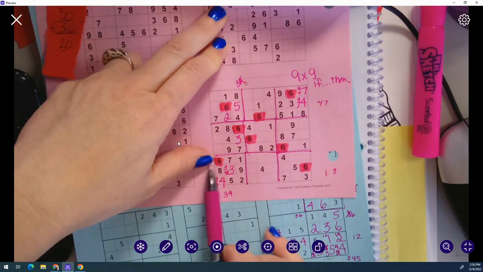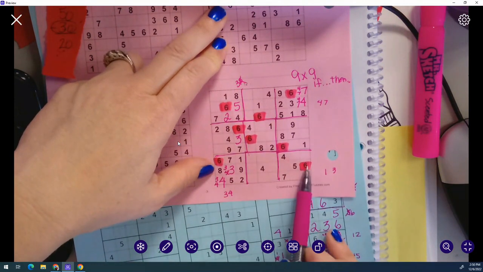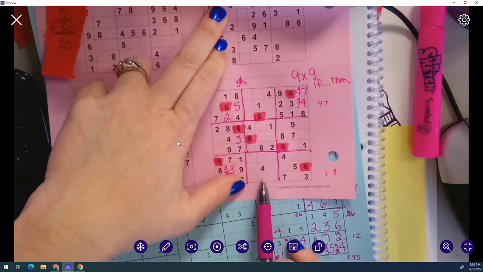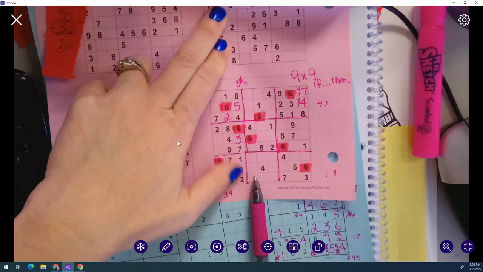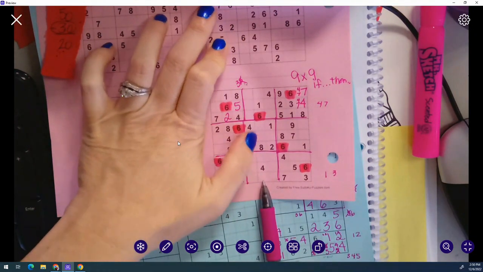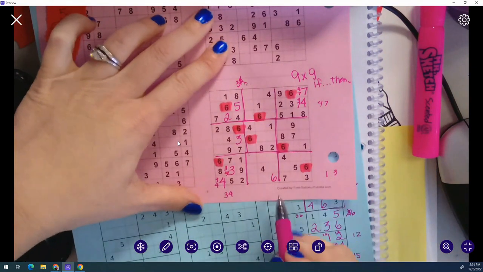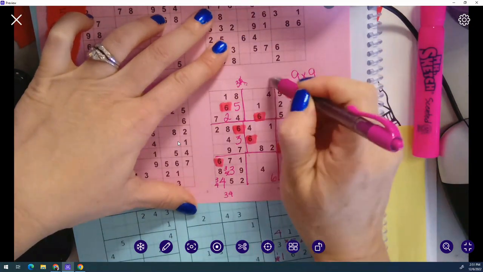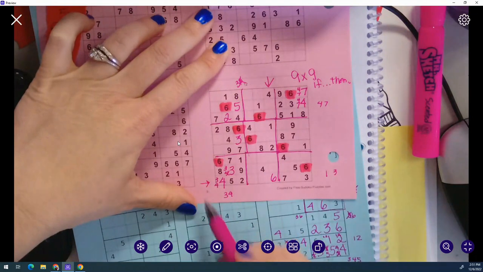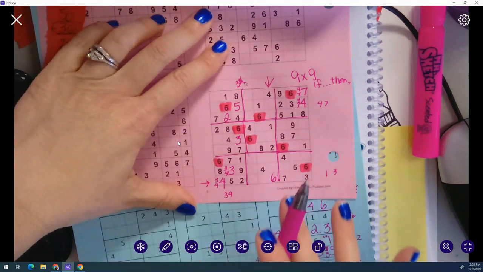Can it be in this row? No, it already has a 6. Can it be in this row? No, it already has a 6. So now I'm going to look in these 3 columns. It's got to be in one of these spots. But if I look up, there's a 6. Can't be here. Can it be here? I look up, there's a 6. So the only place I can have a 6 is there because I need it in this box, in this row, and in this column. So that's another way that you can do it, is by focusing on a certain digit.